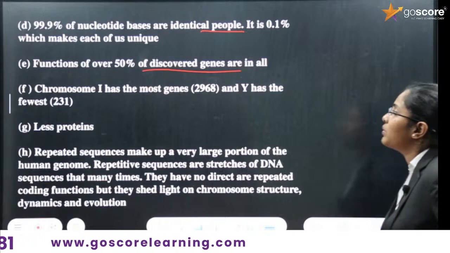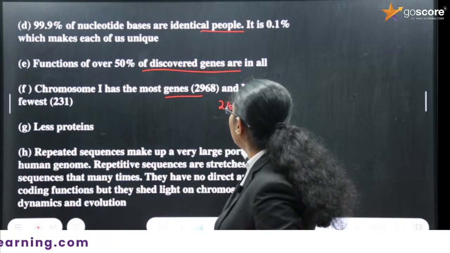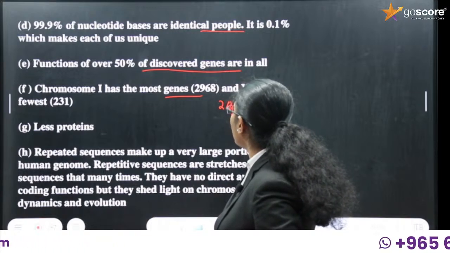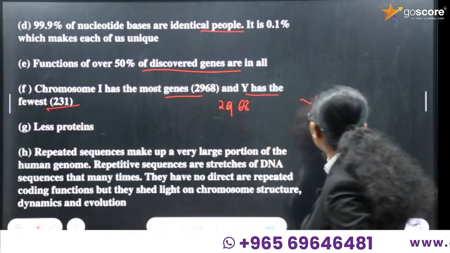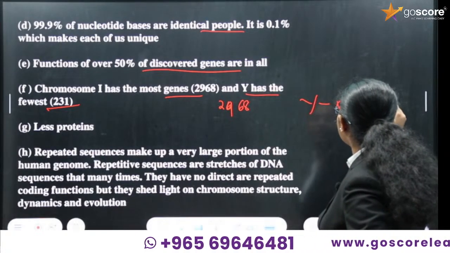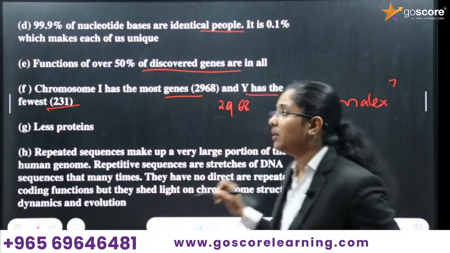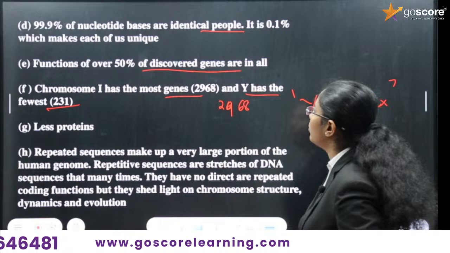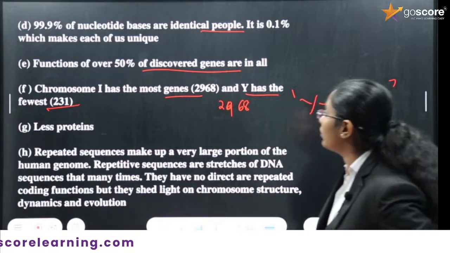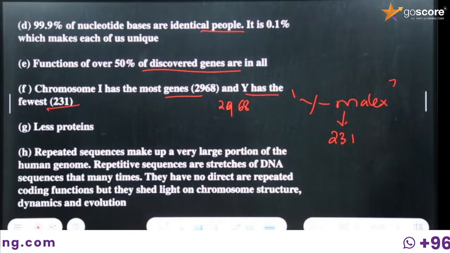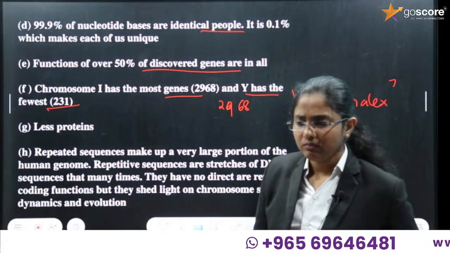Then the next one, chromosome 1 has the most genes, that is 2,968 genes, and Y has the fewest genes. The Y chromosome is present in males, right? In males, for sex determination, the Y chromosome is very important. It has 231 genes. And we can say fewer proteins have been identified from the human genome.